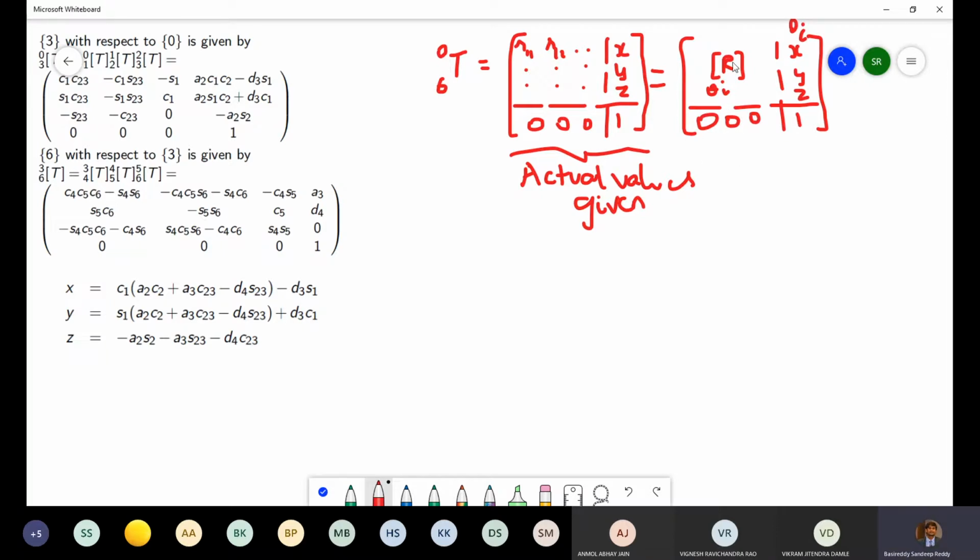Now what we have to do is we have to equate this portion to these terms, equate these expressions that are there, right, with the actual values that are there, and accordingly we can find out the values of theta I, from I from 1 to 6.